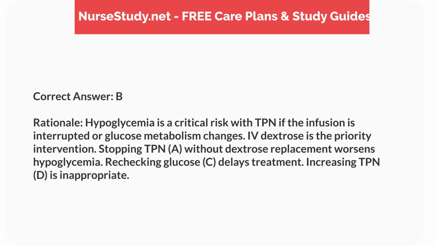Correct answer, B. Rationale: hypoglycemia is a critical risk with TPN if the infusion is interrupted or glucose metabolism changes. IV dextrose is the priority intervention. Stopping TPN, A, without dextrose replacement worsens hypoglycemia. Rechecking glucose, C, delays treatment. Increasing TPN, D, is inappropriate.